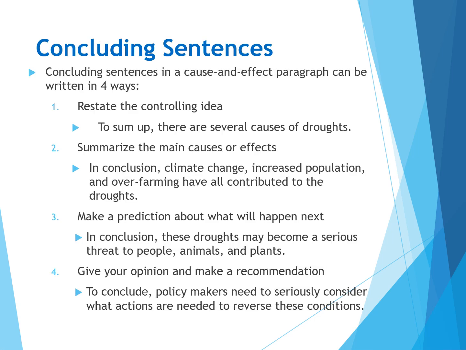Now, when you're doing a cause and effect paragraph, you have to tailor the concluding sentence to fit, just like we saw with the logical division of ideas, and in the process paragraph. A concluding sentence for a cause and effect paragraph could restate the controlling idea. For example, to sum up, there are several causes of droughts. It might summarize the main causes or effects. So in conclusion, climate change, increased population, and overfarming have all contributed to the droughts. You could make a prediction about what will happen next. In conclusion, these droughts may become a serious threat to people, animals, and plants.